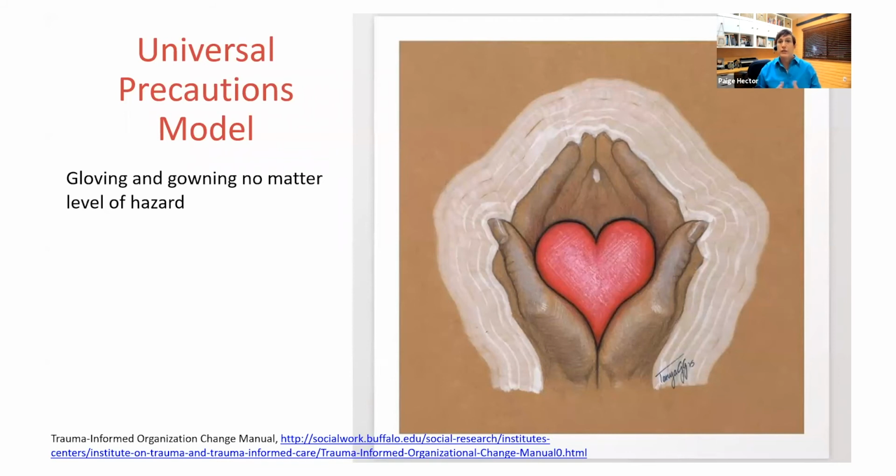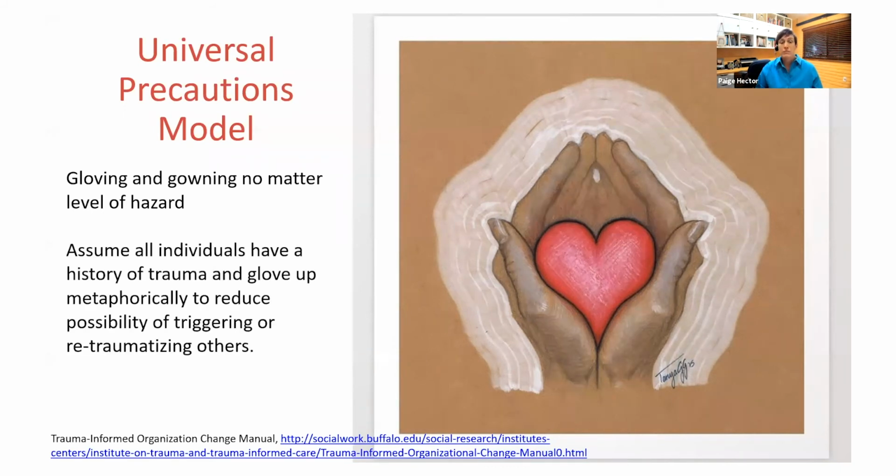Healthcare providers certainly are very familiar, especially with the pandemic, with universal precautions, that we glove and gown no matter the level of hazard. Wonderful analogy here: with trauma-informed care, we use the same principle, assuming that everyone has a history of trauma at some point in time. We glove and gown metaphorically, so that when we have any interaction with a peer, a colleague, a resident, a patient, a family member, or a care partner, we always approach the situation with the idea that there could be trauma in this person's background. So we approach with empathy, kindness, and openness, being alert for possible triggers that could re-traumatize the individual.